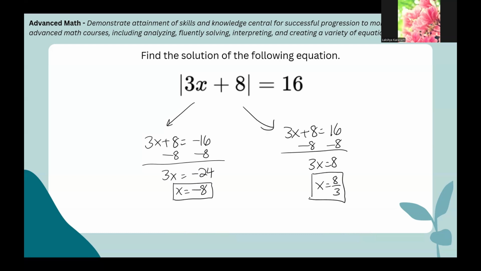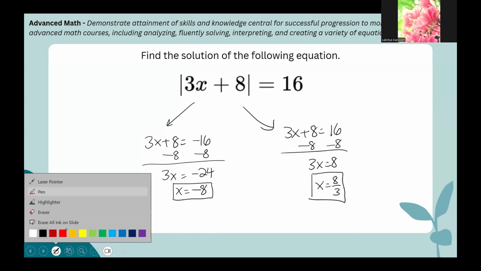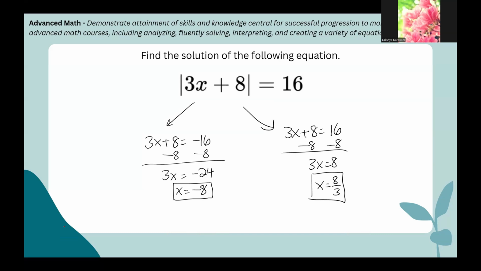And we can check to make sure that this work makes sense, that this is correct, by plugging these numbers back in. So what happens if I plugged in negative 8? I would get the absolute value of 3 times negative 8 plus 8, which is the absolute value of negative 24 plus 8, which is the absolute value of negative 16, which is positive 16. So this works. Let's try the other option.